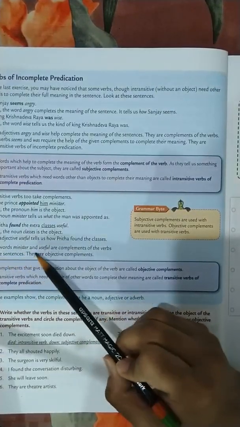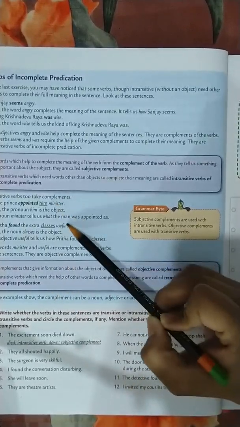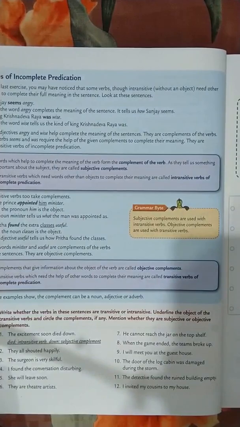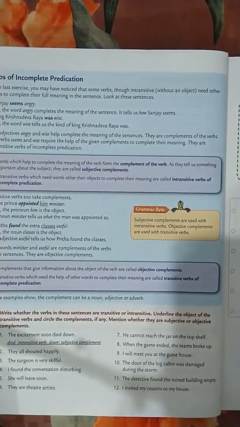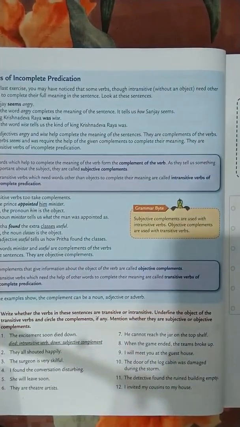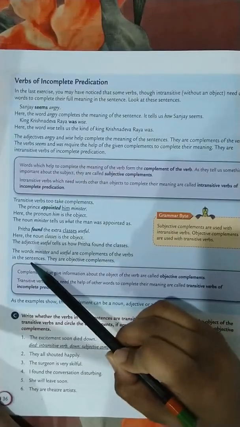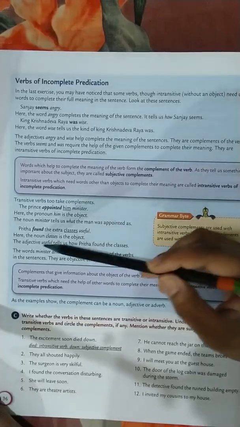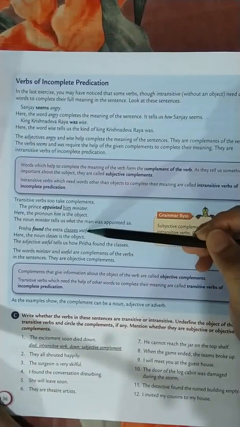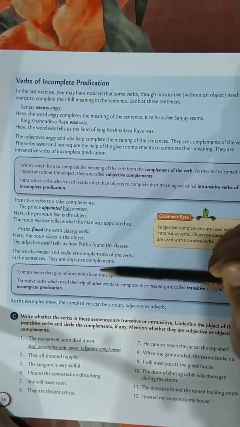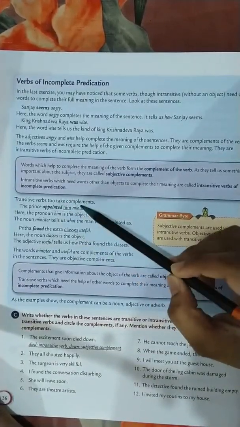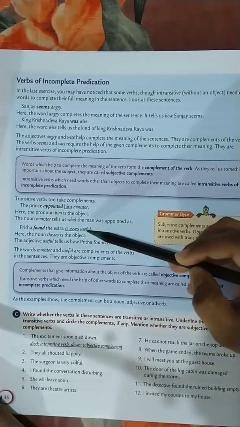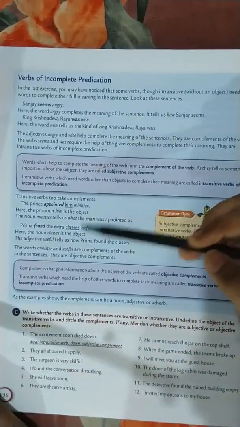Now, the words minister and useful are complements of the verb in the sentence. They are objective complements. They are acting as complements of the verb. Minister is a complement of the verb appointed, and useful is the complement of the verb found.